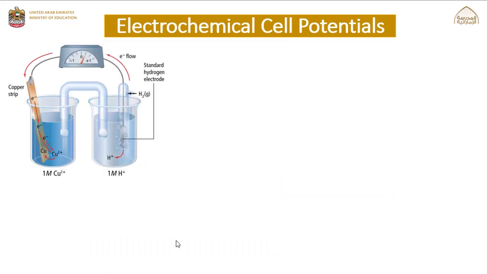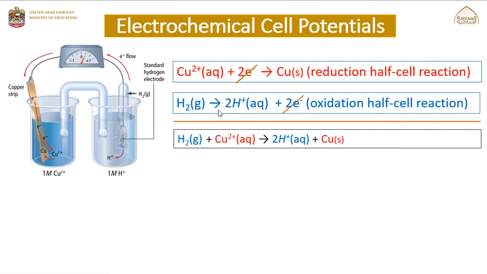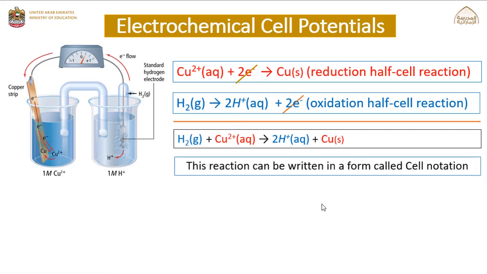When you connect Cu in Cu2 plus solution, that is one of the half cells in the voltaic cell, with the standard hydrogen electrode, the reaction takes place. Cu2 plus plus 2 electrons gives Cu, that is a reduction reaction. As well, the standard hydrogen electrode will undergo oxidation by changing H2 into 2H plus plus 2 electrons. The overall reaction for this one, the two electrons will get cancelled out and H2 plus Cu2 plus aqueous gives 2H plus plus Cu solid. This reaction can be written in a form called cell notation.